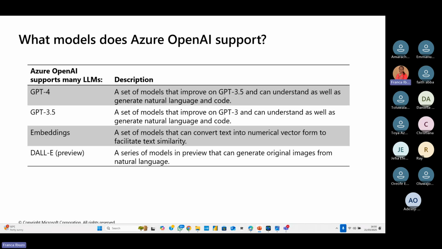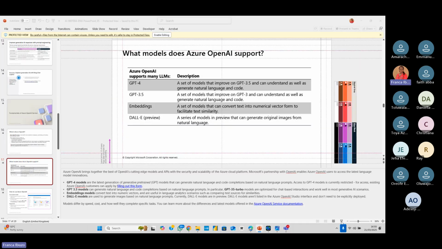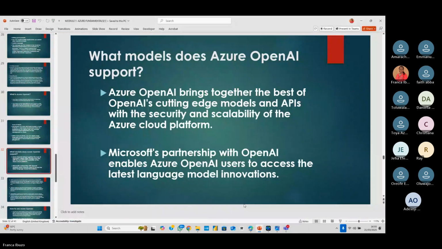So these are the models Azure OpenAI supports. These are the LLMs, large language models, that Azure OpenAI supports. Let me throw more light on that.